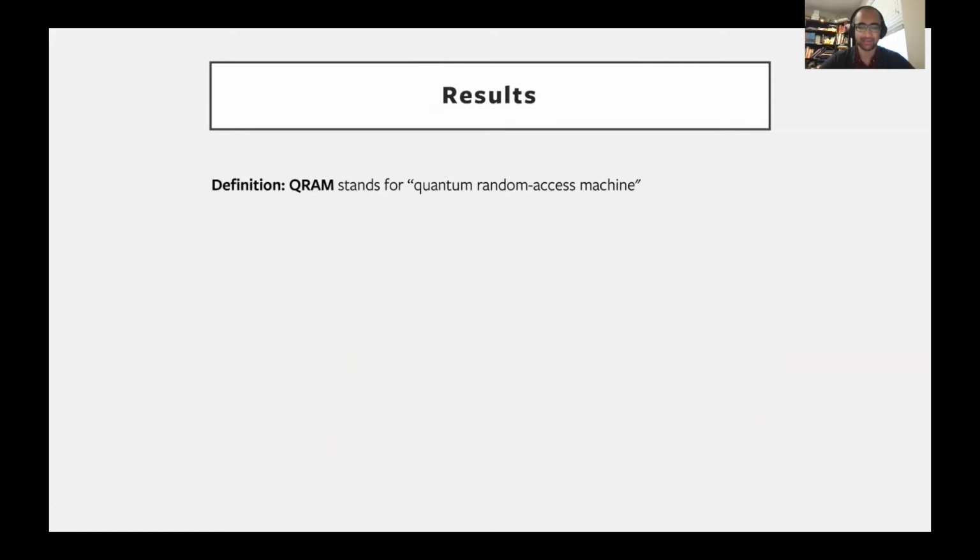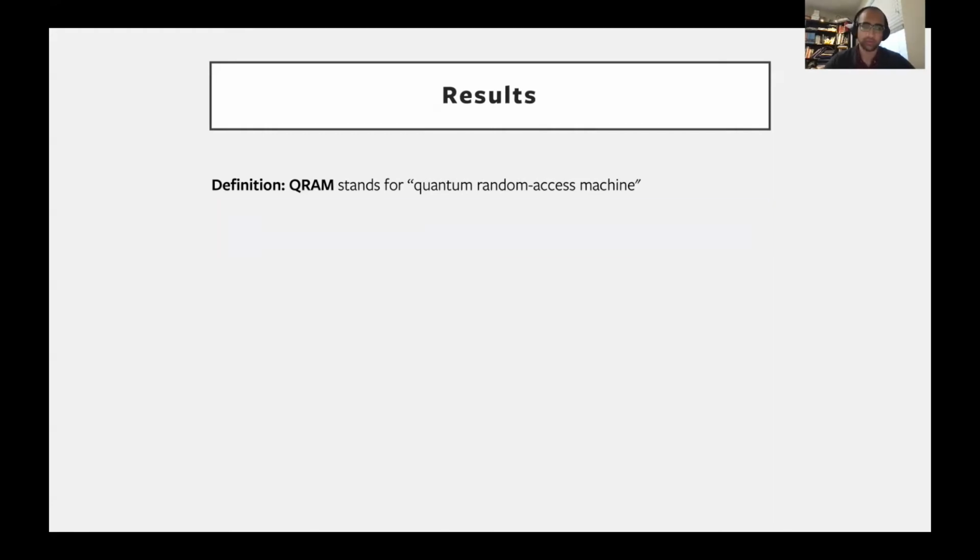Actually, one more thing I should say before I state the results is that QRAM is going to stand for a quantum random access machine. And if you aren't familiar with quantum random access, then think of it analogous to classical random access. There is some standard model of quantum computation. In our case, we're going to take the uniform quantum circuit model. And quantum random access is essentially a way to give the machine additional power to access certain parts of the data, workspace, input, etc.